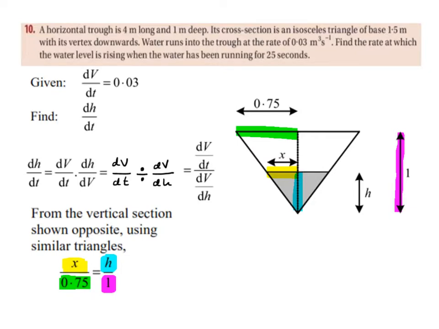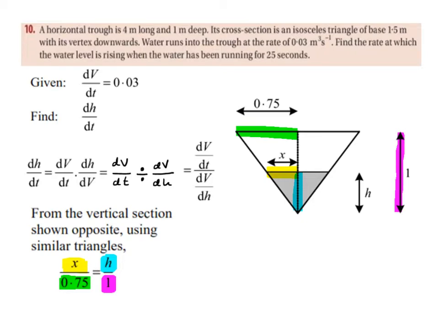So we're going to set up an equation in terms of x and h. So we're going to take the smaller triangle's parallel side. So what is parallel to the green line? Or you could call it its base. That's going to be our numerator.